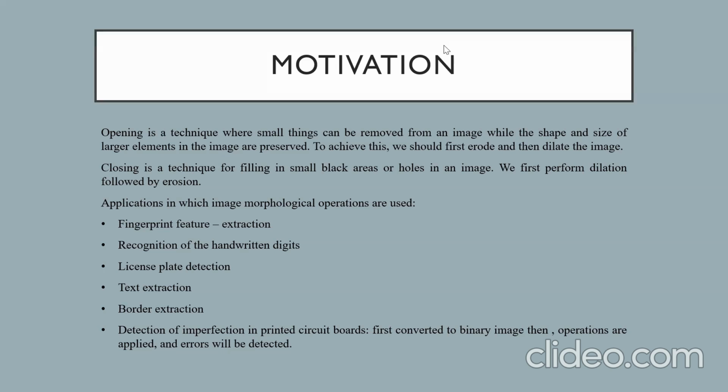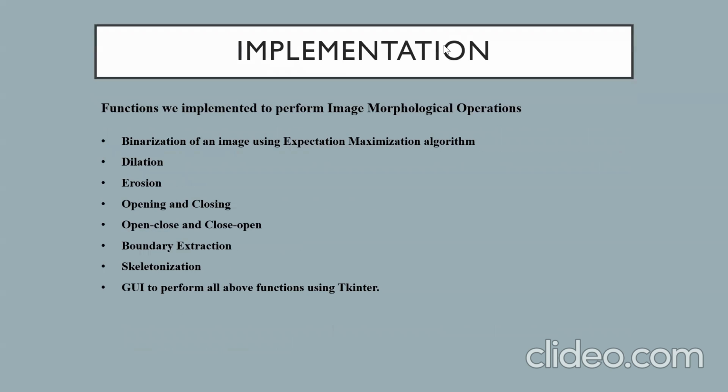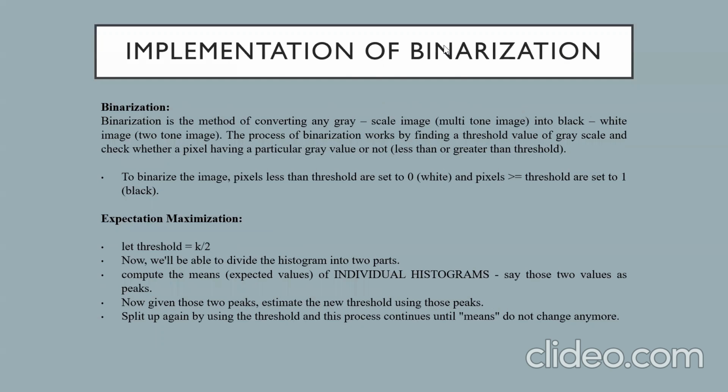Coming to the next slide, implementation. In this slide, I'm going to discuss in detail the functions we implemented to perform image morphological operations. Coming to the first one, binarization using the expectation maximization algorithm. In this method, a grayscale image is converted to a black-and-white image. It works by finding the threshold value of the grayscale and checking whether a pixel has a particular value. I'm going to discuss expectation maximization in detail.